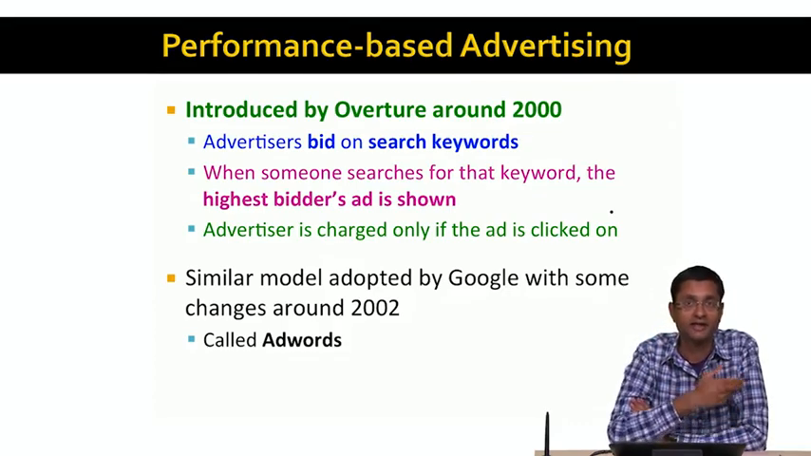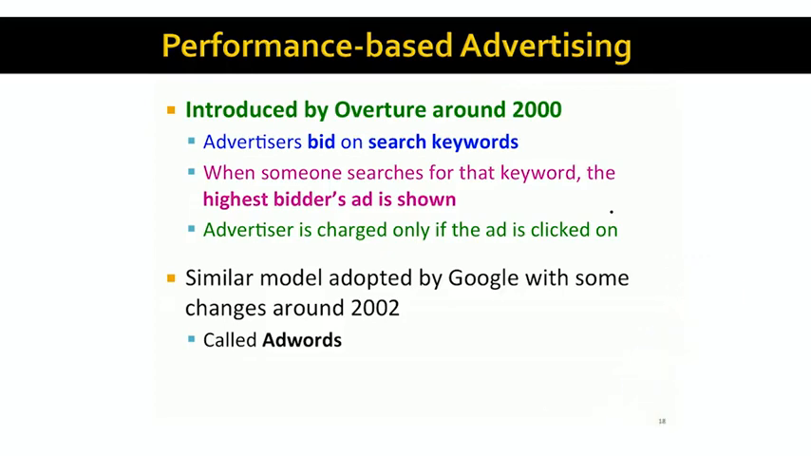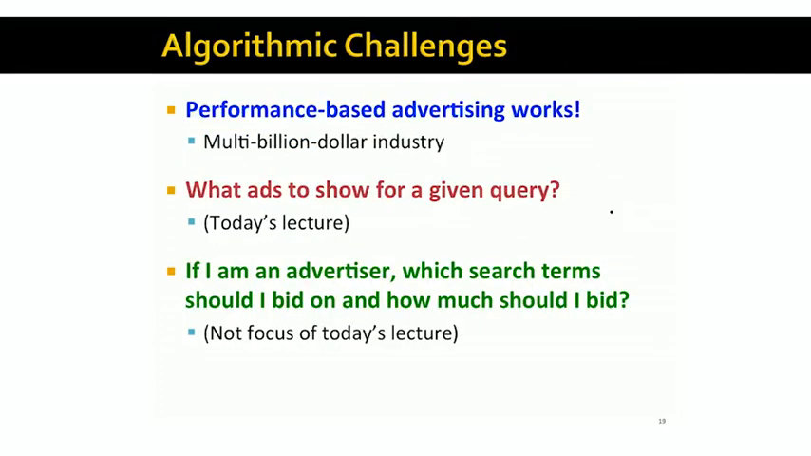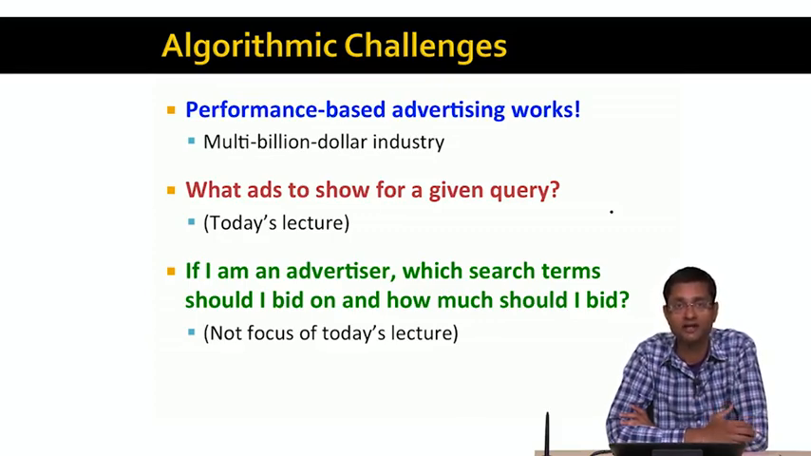The idea originally came from Overture and was then adopted by Google. Now, as you will see, Google made some important changes to the Overture model in terms of how advertisers bid and what ads get shown. It turns out that performance-based advertising actually works. Advertisers really like to pay only for clicks as opposed to impressions. And so it is a multi-billion-dollar industry, primarily around search marketing.